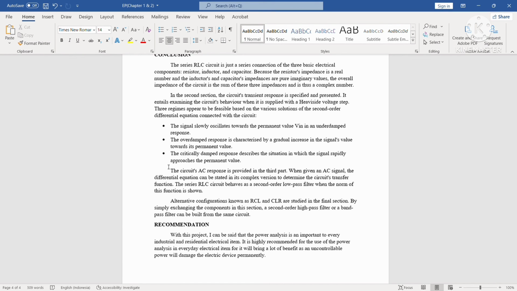And lastly, for the recommendation, with this project, it can be said that power analysis is important to every industrial and residential electrical item. It is highly recommended to use power analysis in everyday electrical items, for it will bring a lot of benefit, as uncontrolled power will damage the electrical device permanently.